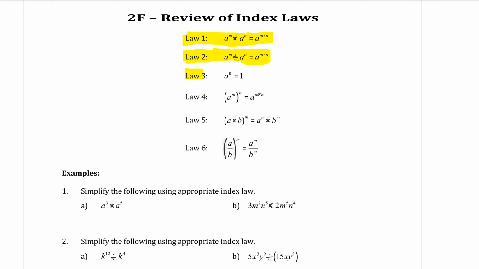Law number 3. When you have something to the power of 0, it is always, always, always equal to 1. Anything to the power of 0 is equal to 1. That's a great law, that one.